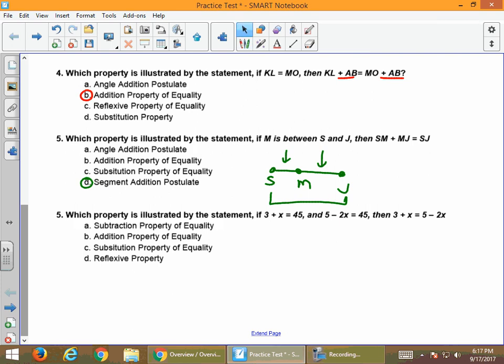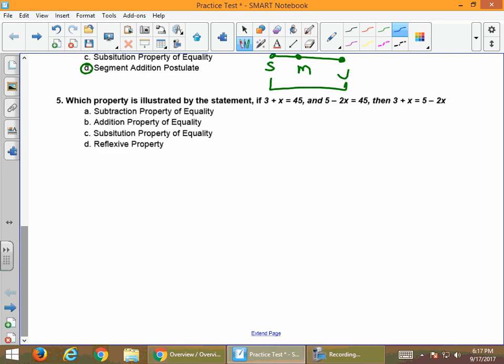And now number 5, which property is illustrated by the statement 3 plus x equals 45, 5 minus 2x equals 45, so they're equal to one another. Notice here, two things are equal to the same thing. Anytime you have two things equal to the same thing, they're equal to one another. That is, by definition, the substitution property. All right, I'm going to move on to page 2 now.